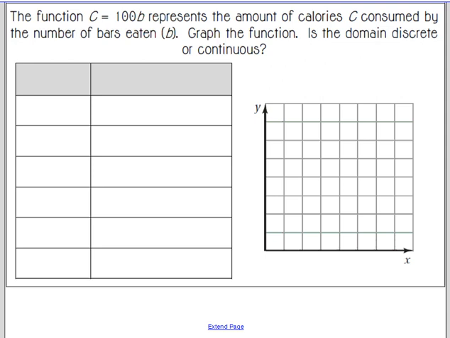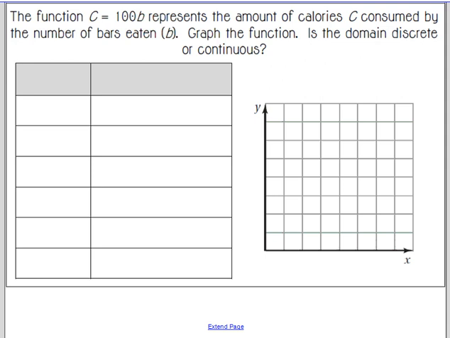Let's look at another example. So if we have the function c equals 100b that represents the amount of calories c consumed by the number of bars eaten b, graph the function, and then we're going to ask the question, is the domain discrete or continuous, and hopefully be able to answer that question as we continue.